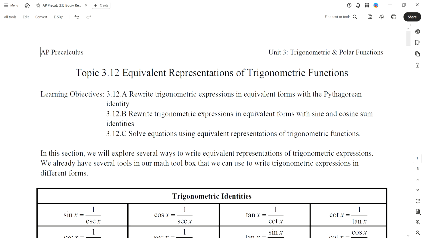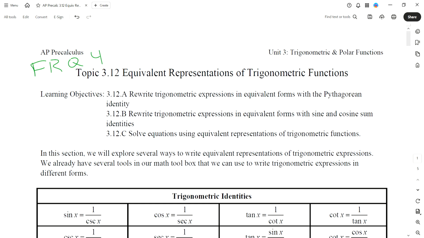Equivalent representations of trig functions. The main place that you're going to see this on the AP exam is free response question number 4, because it is that 4th free response question that's dealing with simplifying expressions and solving equations. So that's where you're more than likely going to see all of this. You could see this in a multiple choice, like solving an equation. But free response question number 4 is definitely going to have some of this.